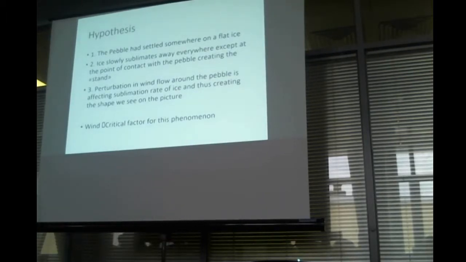Second, ice slowly sublimates away everywhere except the point of contact with the pebble, creating the stand. Where the pebble is in contact with the ice, there is no contact with the air and it cannot sublimate away. Third, perturbation in wind flow around the pebble affects the sublimation rate around the ice, thus creating the shape that we see in the picture. So, in conclusion, in our hypothesis, wind is the critical factor for this phenomenon.